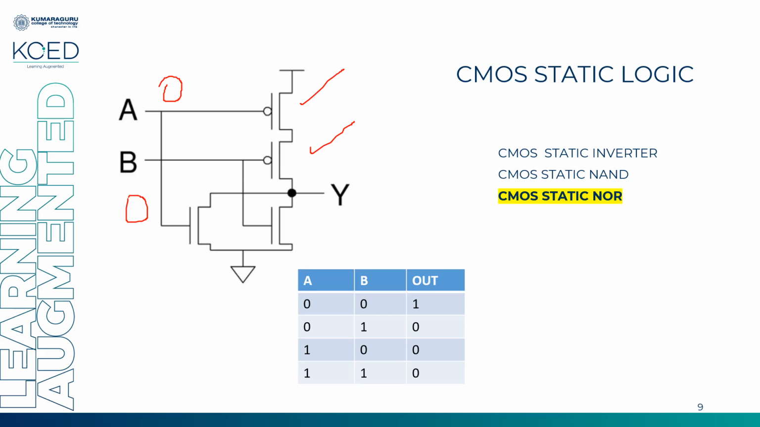What about my next combination? A is 0, B is 1. So if B is 1, A is 0, so this remains in on condition. B is 1, so you have this transistor in on condition. Here you have NMOS in parallel. So from your output node there is a path to ground. Across Y this transistor is closed, so you have a path to ground. So 0 is obtained. Similarly, when you see this PMOS, they are in series.